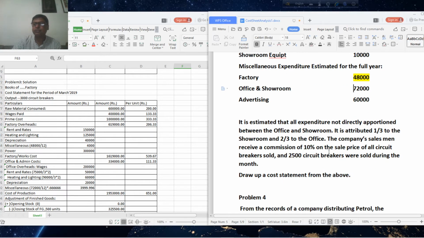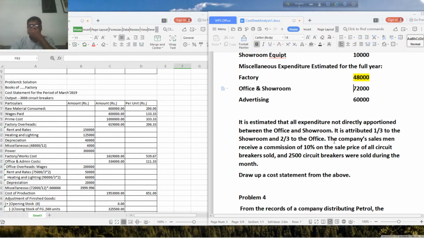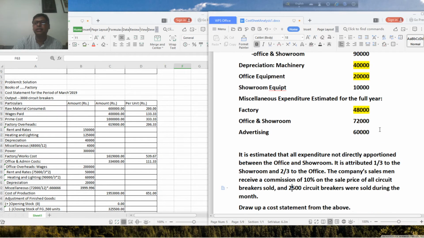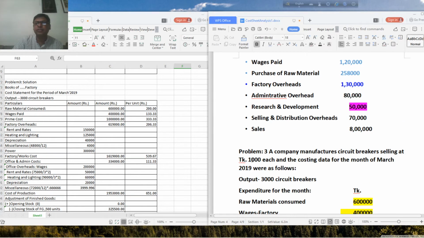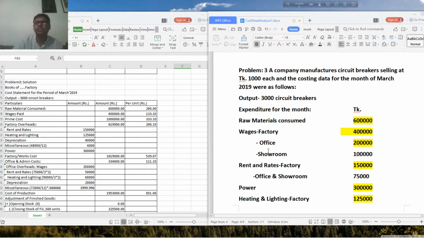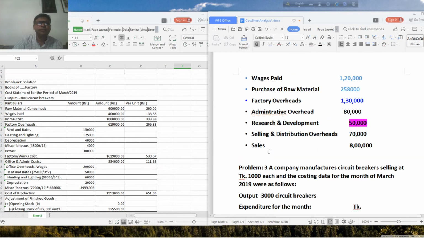And another thing is given, that the company salesman receives a commission of 10% of the sales figure. And what is the sales figure? It is the circuit breakers, 2,500 circuit breakers, and all cost 1,000 taka each. So the total sales figure will be 25 lakh taka.